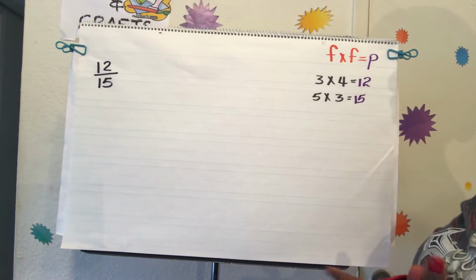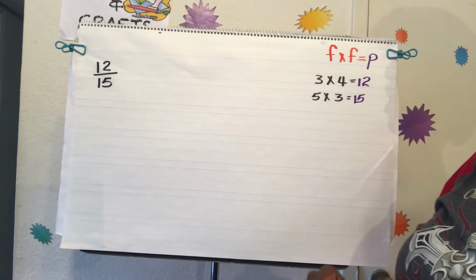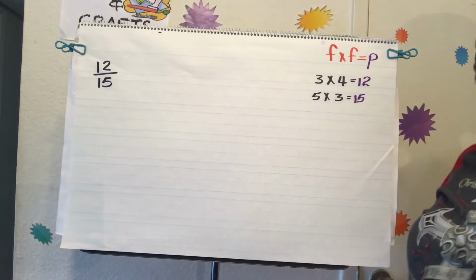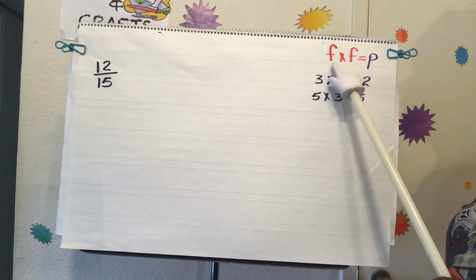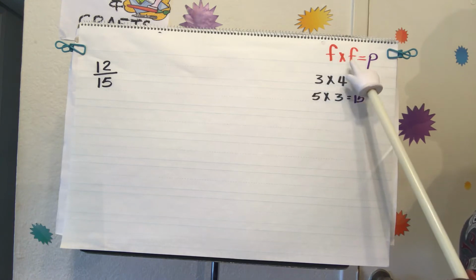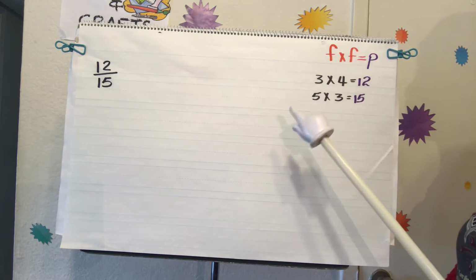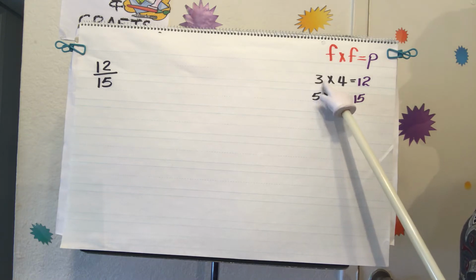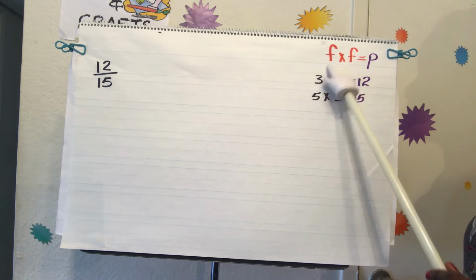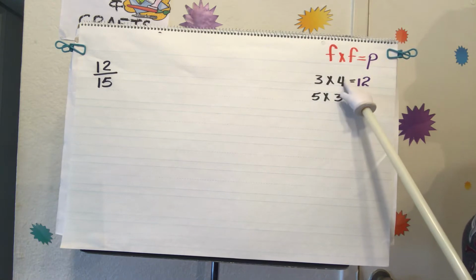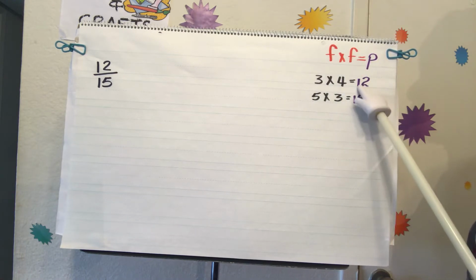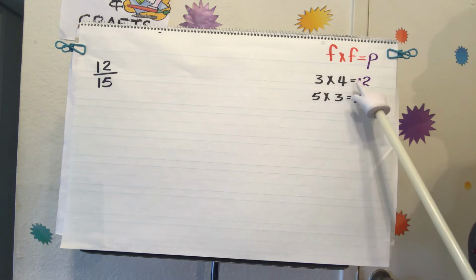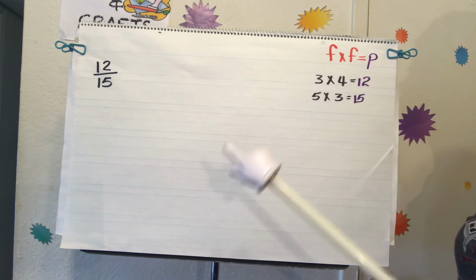Okay, class. So in our last video, we spoke about factor times factor equals product. As I told you, these letters are kind of representing numbers, right? So you have your 3 times 4. That's a factor. That's a factor. And the product is what you get. Remember, these are factors because they can go into 12 without leaving a remainder.